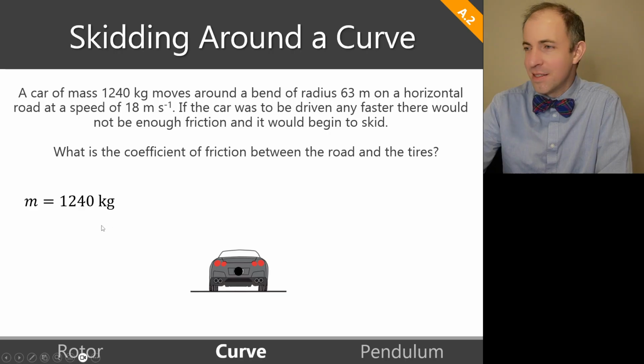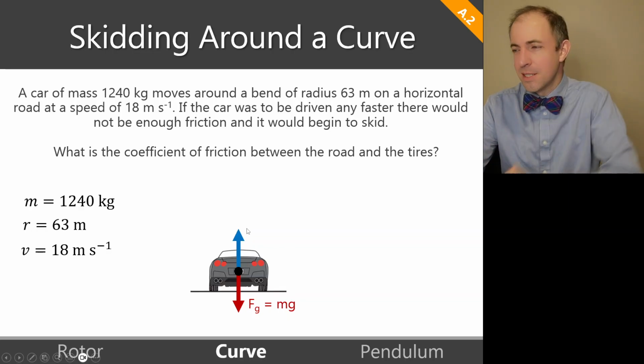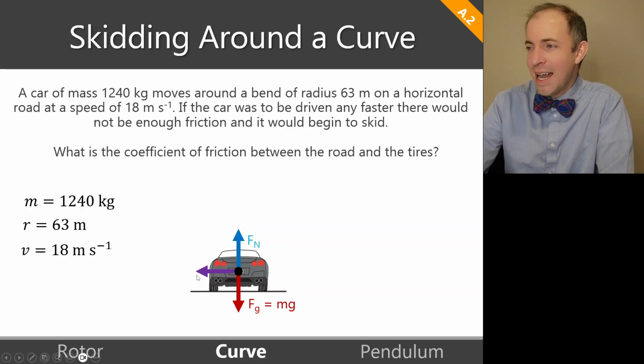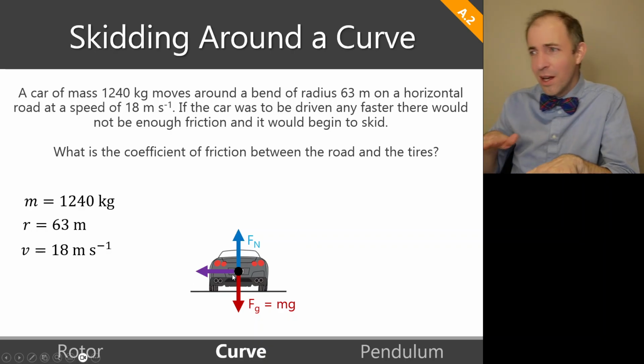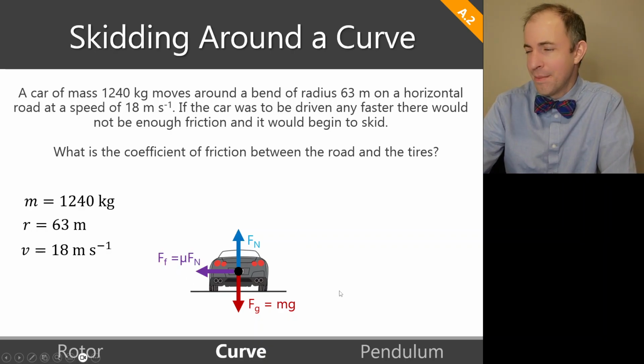We know that the mass is 1240. We know that the radius is 63. We know that the velocity is 18 meters per second. On my drawing, I know there's a downward force. That's the force of gravity, mass times gravity. I know there's an upward force of the surface supporting. That's Fn. And I know that there's a sideways force causing it to move around the curve. That's Ff, which is mu times Fn.